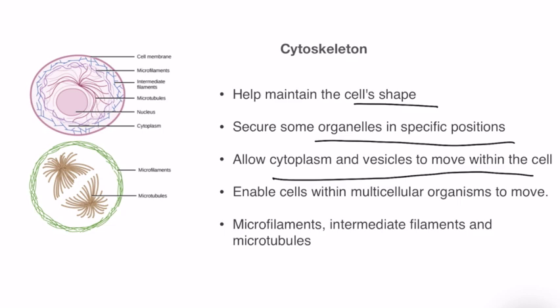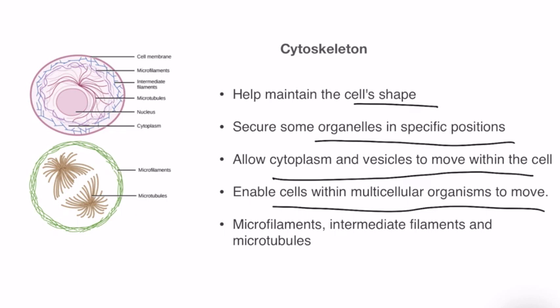The cytoskeleton also enables cells within multicellular organisms to move. A multicellular organism, an example of it is us. In our body, we have several kinds of cells. One of those is white blood cells, and white blood cells actually chase and move around. And so, for that to happen, the cytoskeleton has to move and make that happen.